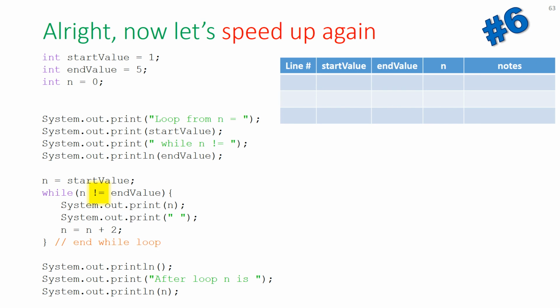What about this one here? So I still use different, but now I speed up. Is that going to make a difference? Is that going to change anything? If you had to take a guess on that one, what would you say? Number of iterations, and then value of n after the loop.